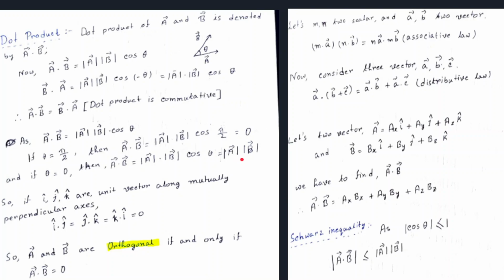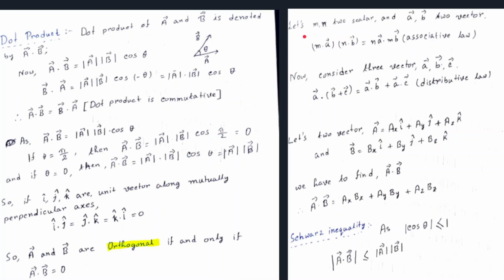And now let's take i cap, j cap, k cap as the unit vectors along mutually perpendicular axes. Then it can be written that i dot j is equal to j dot k is equal to k dot i is equal to 0. Why? Because the angle between these vectors is pi by 2, so cos pi by 2 is equal to 0. So A and B are orthogonal vectors if their dot product is 0.